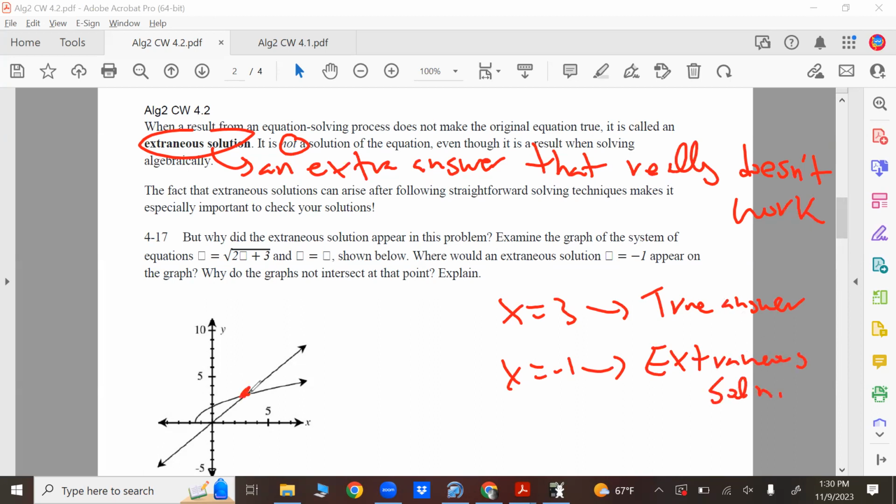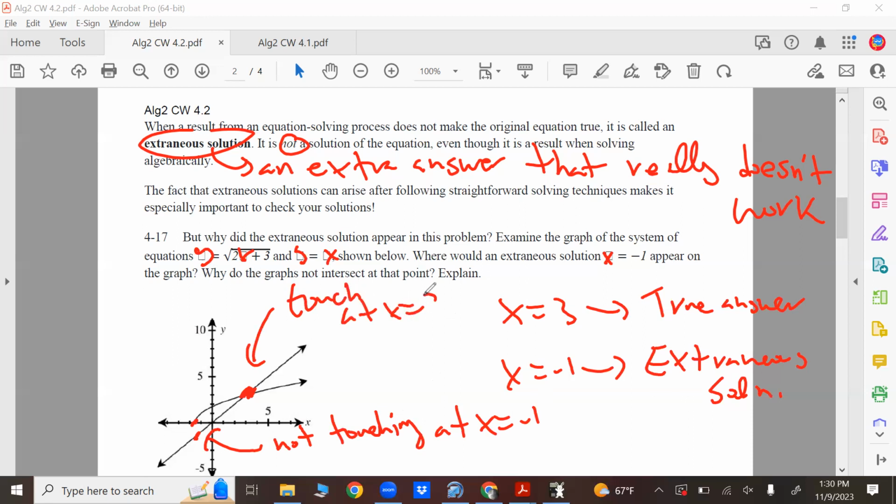Because it only intersects once. So where would an extraneous solution appear on the graph? Obviously here and here. They're not touching at x equals -1. But they touch at x equals 3. That's why x equals 3 is a true solution. X equals -1 is not.